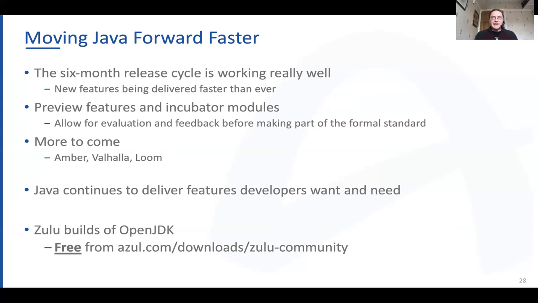There's lots more things in Amber. We've also got bigger projects like Valhalla, inline types. We've got Loom with virtual threads and so on. And I think it's fair to say that Java is continuing to deliver features that developers want and need.